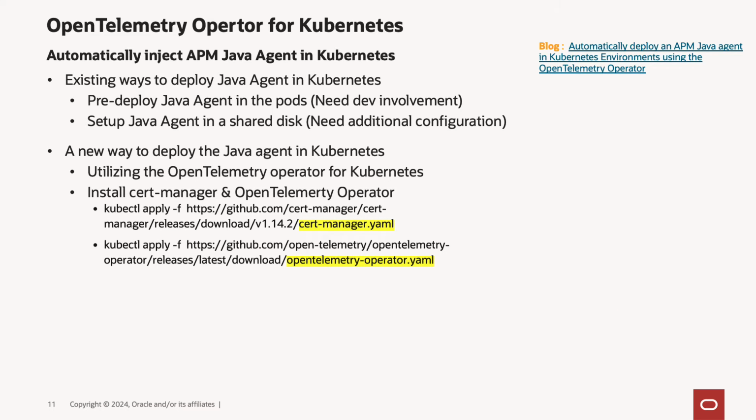There are 3 steps to set up an OpenTelemetry operator to automatically inject the APM Java agent. The first step is to install the Cert Manager and OpenTelemetry operator into the Kubernetes cluster. They can be downloaded and installed from the GitHub links shown on the screen. And please note that you need Cert Manager pre-installed before installing the OpenTelemetry operator.